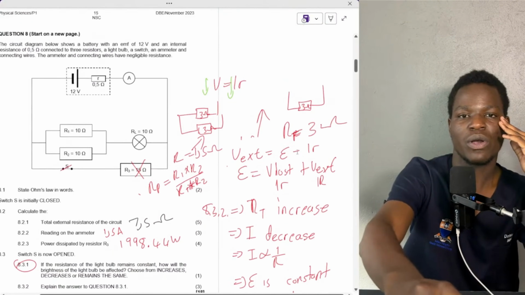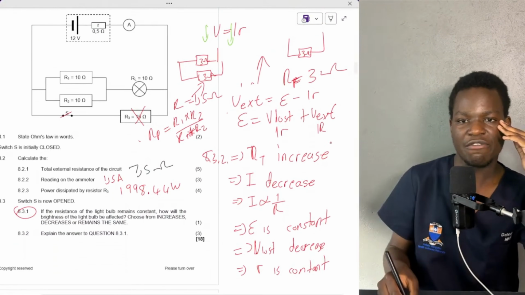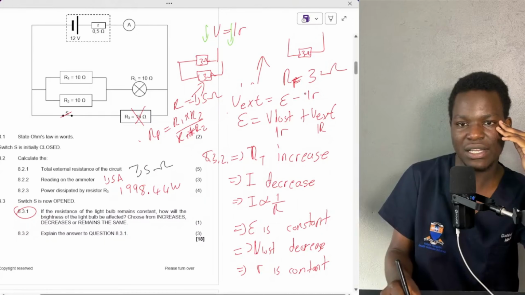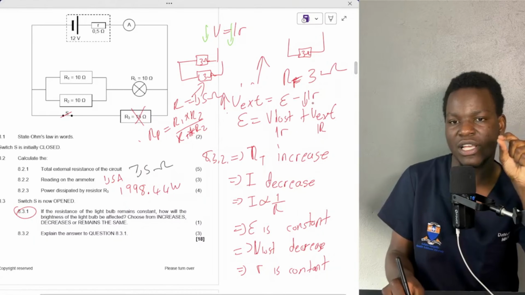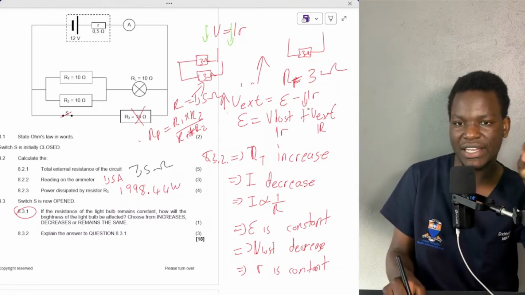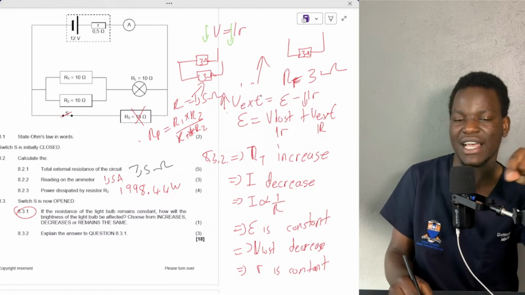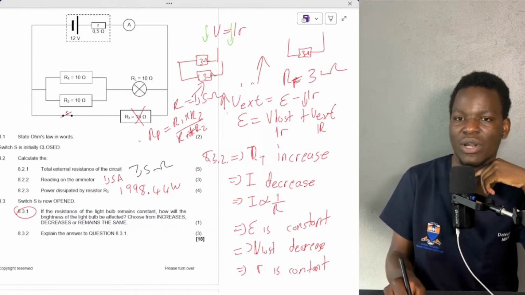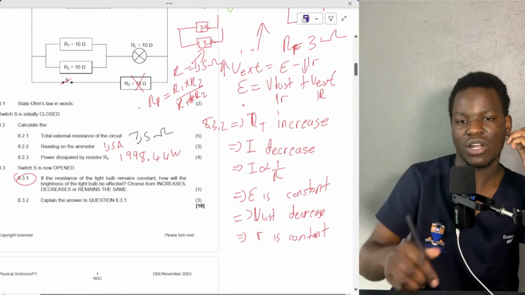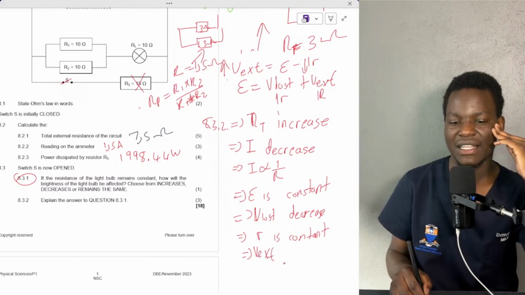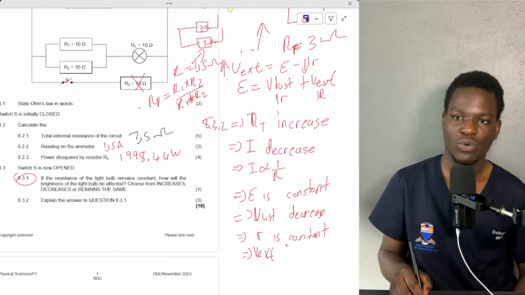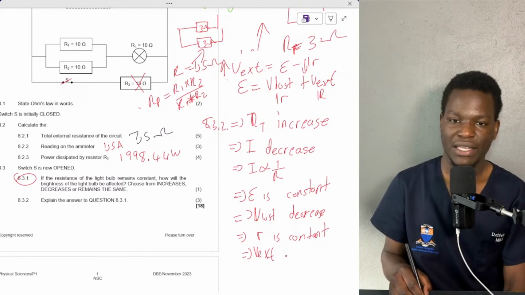So now when we continue, if this one has decreased, it means therefore V external will increase, because less voltage will be spent inside the battery. It means that there will be more outside. Like how a smaller number will be subtracted from the EMF, there will be more outside. So you just come and say V external is going to increase.